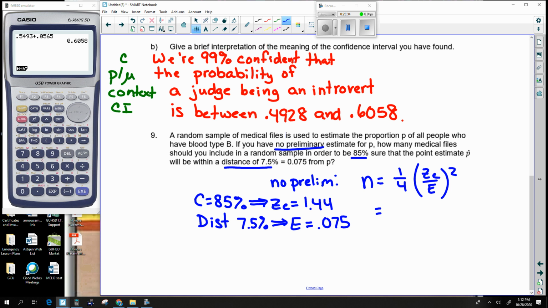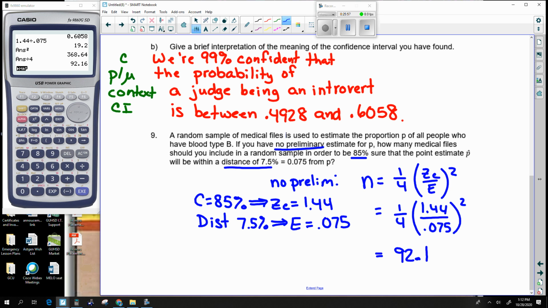So we go ahead and plug in and chug. So again, ZC is 1.44. Distance is 0.075 squared. So you need to have 92.16 things, or AKA 93.